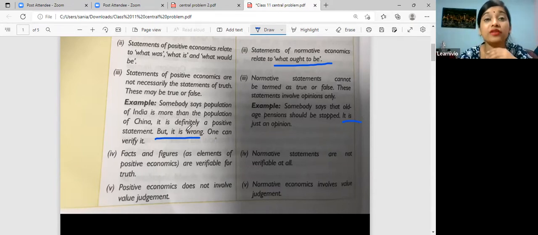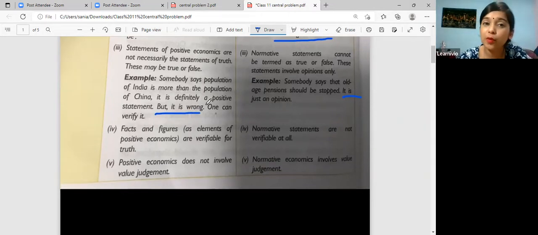But here you can verify it, right? Whether China's population is highest or India's population is highest, right? So in positive economics, facts and figures are verifiable for truth. You can verify it. But normative statements are not verifiable. How can you verify it? I told you black is good. You were asking me, ma'am, what should I purchase, black or pink? I said black. How will you verify that I am saying true? You cannot. It was just an opinion, right?